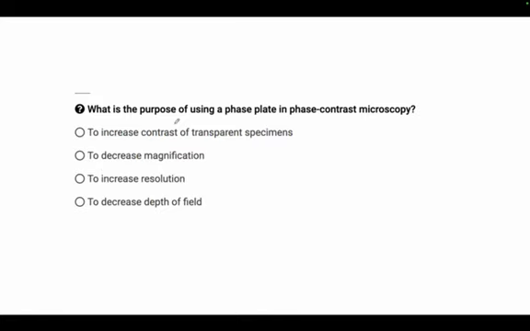What is the purpose of using a phase plate in phase contrast microscopy? As we discussed, phase contrast microscopy makes use of the natural differences in density and refractive index within the sample to increase contrast. So the phase plate is used to increase contrast of transparent specimens.